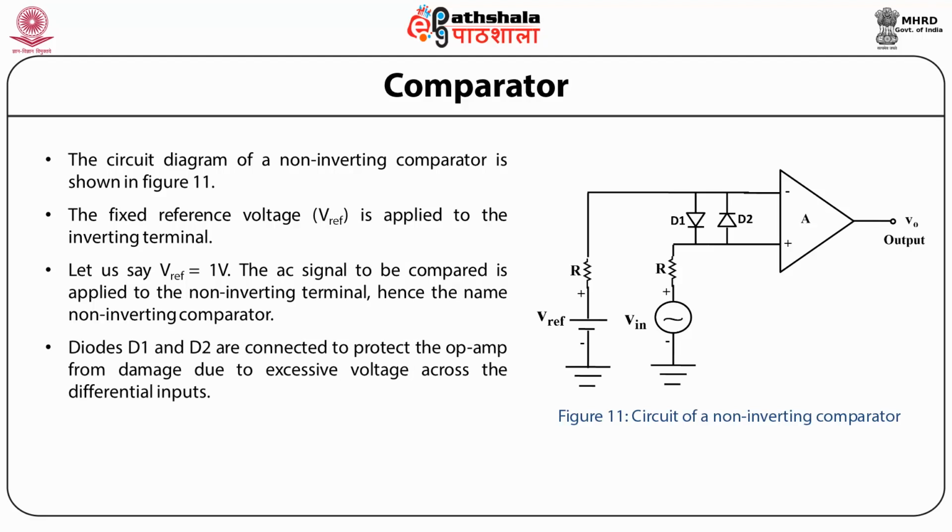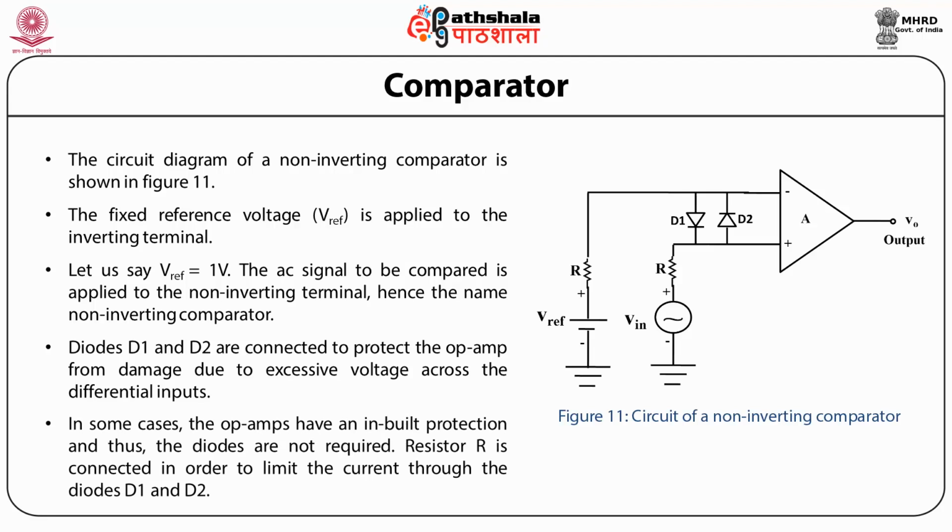Diodes D1 and D2 are connected to protect the op-amp from damage due to excessive voltage across the differential inputs. In some cases, the op-amps have an inbuilt protection and thus the diodes are not required. Resistor R is connected in order to limit the current through the diodes D1 and D2.